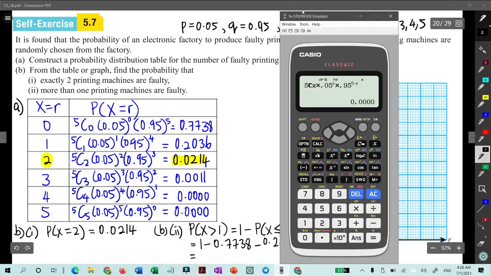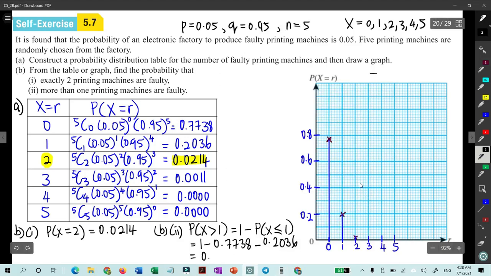So let's calculate the value. 1 minus 0.7738 minus 0.2036, and I get 0.0226. 0.0226. Okay, that's it.